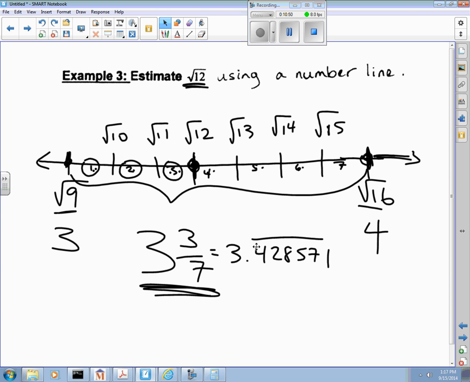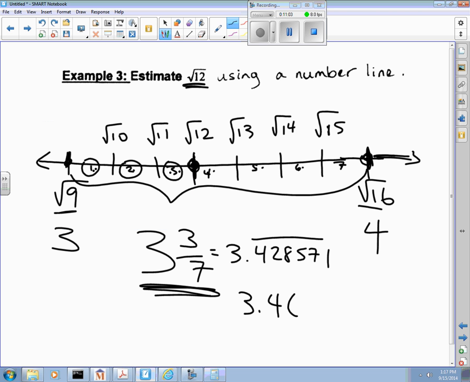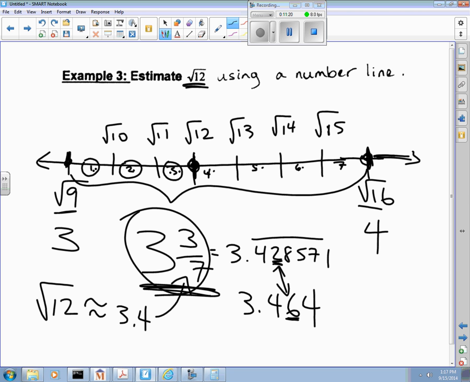So how close is that as an estimate to the square root of 12? Let's take a look. Square root of 12, 12 square rooted, is 3.464. So the actual number is 3.464. So it's a very good estimate. It is in fact off by 4/100ths. Pretty darn close. So the square root of 12, I would say, is approximately 3.4. Or if you like, just say according to my number line, it's approximately 3 3/7.